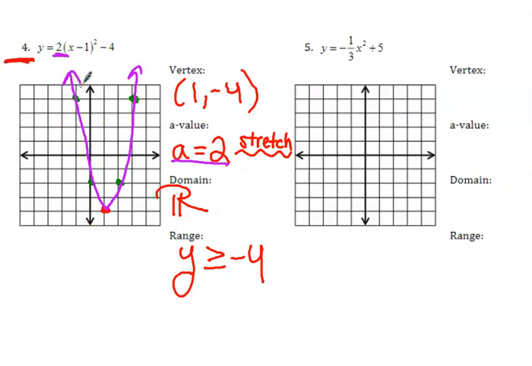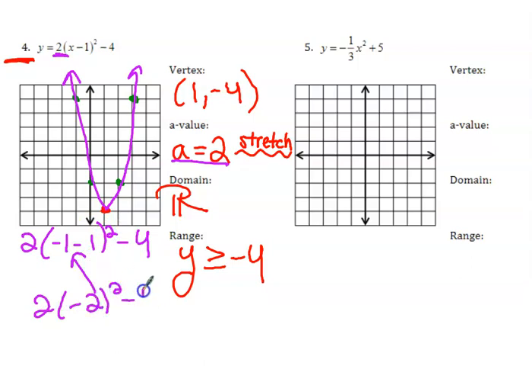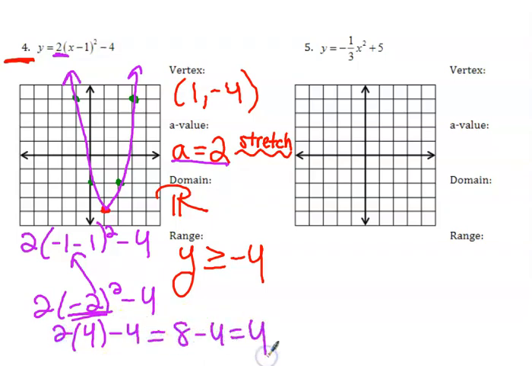So what if I plugged in -1? So 2 times (-1 minus 1) squared minus 4, and then 2 times (-2) squared minus 4. We've got the squared, so 4 times 2 minus 4, and I have 8 minus 4 equals 4. And there we go, -1, up 4. So plugging in those points. I know we haven't graphed in a while, so give yourself some time to work these out.